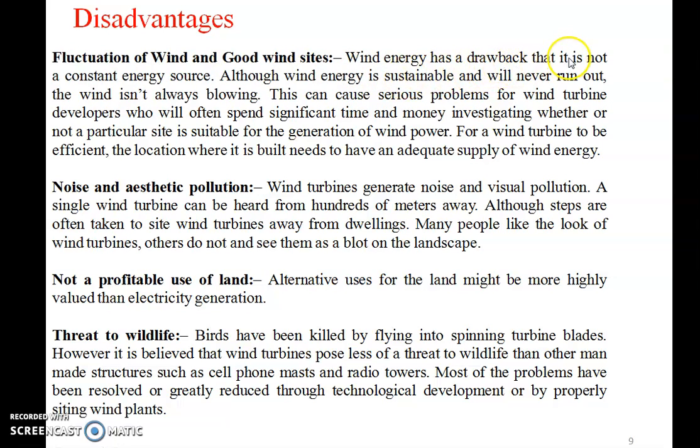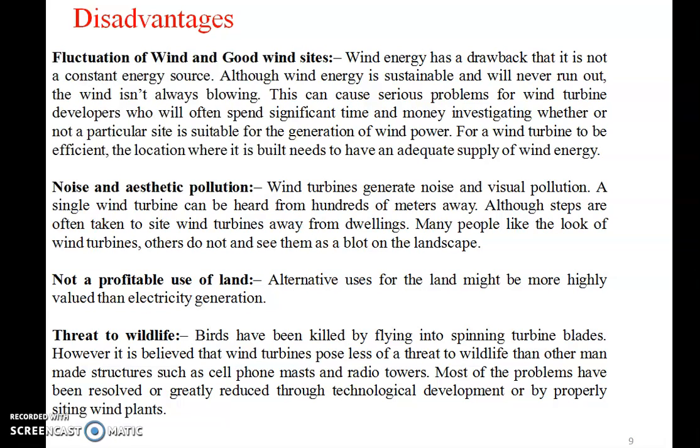Wind energy has a drawback that it is not a constant energy source. Although wind energy is sustainable and will never run out, the wind isn't always blowing. This can cause a serious problem for wind turbine developers, who will often spend significant time and money investigating whether or not a particular site is suitable for generation of wind power. For a wind turbine to be efficient, the location where it is built needs to have an adequate supply of wind energy.